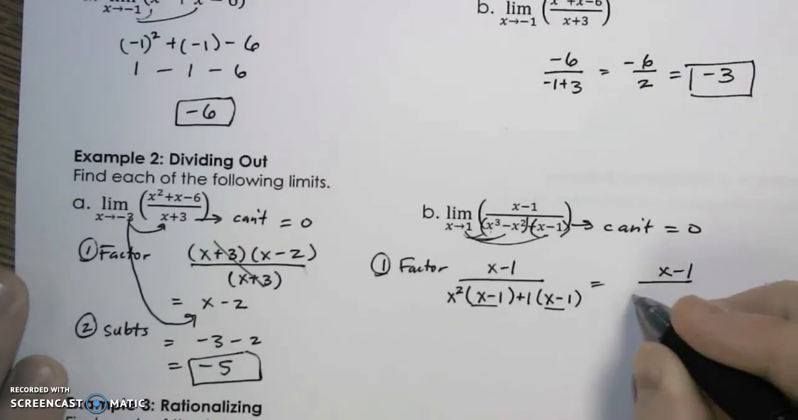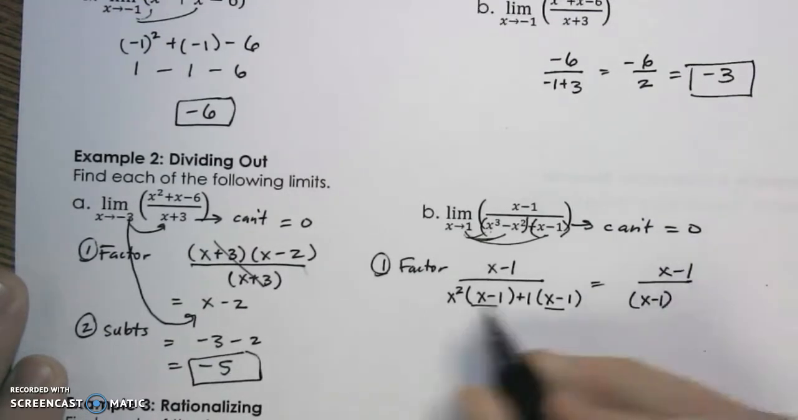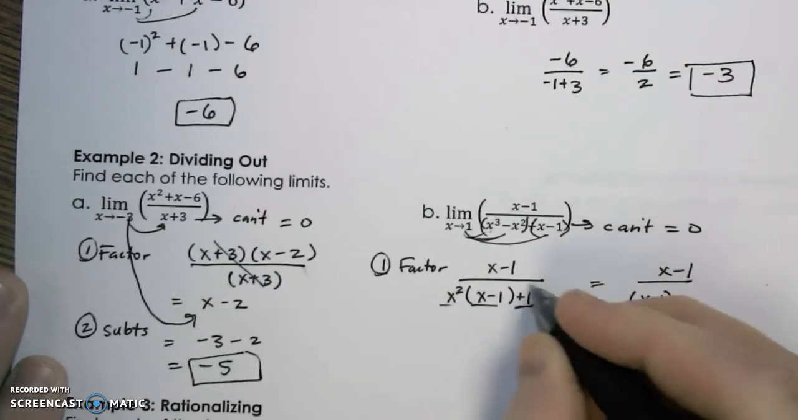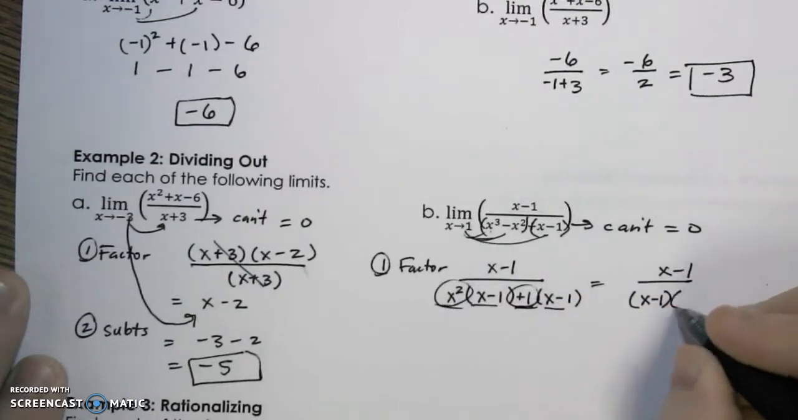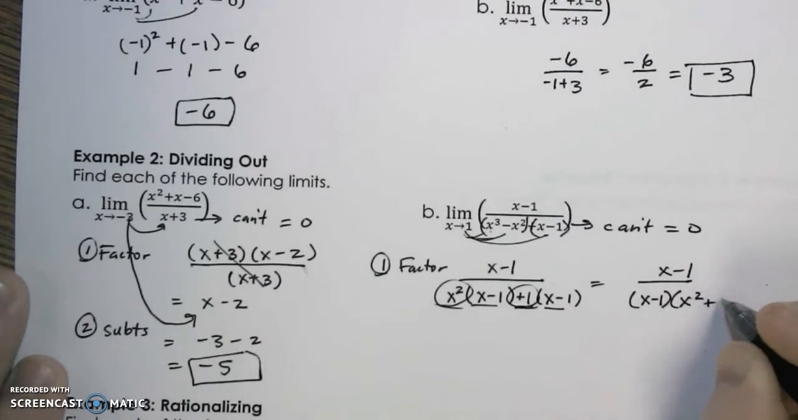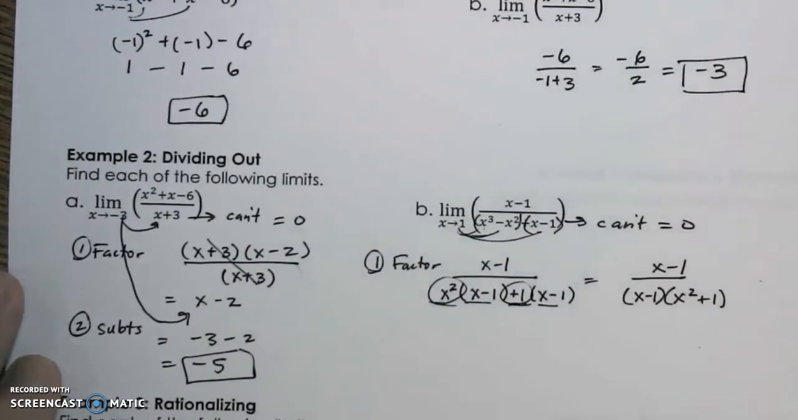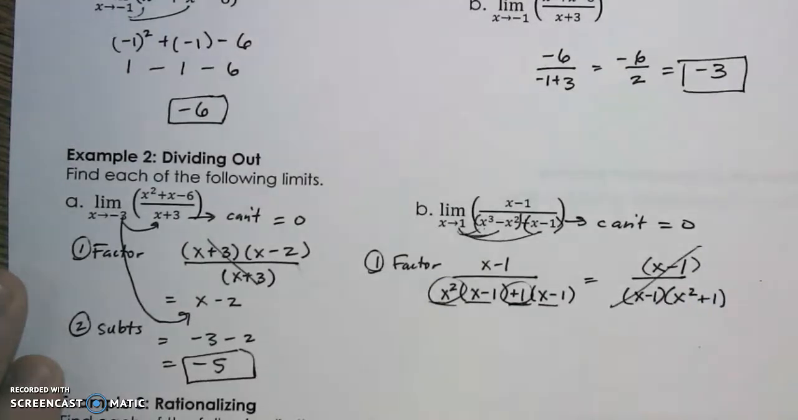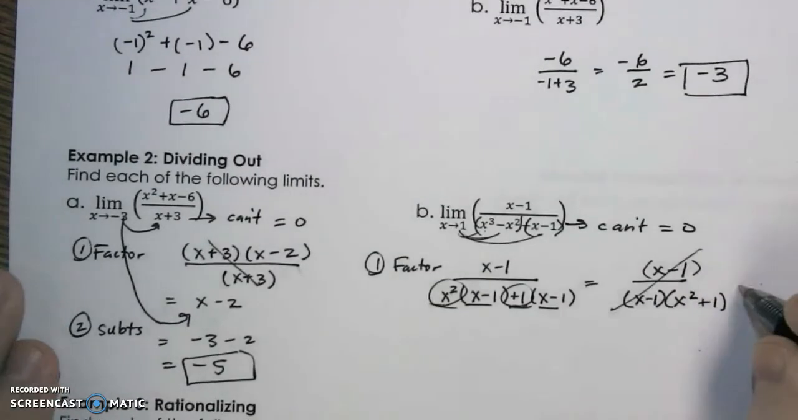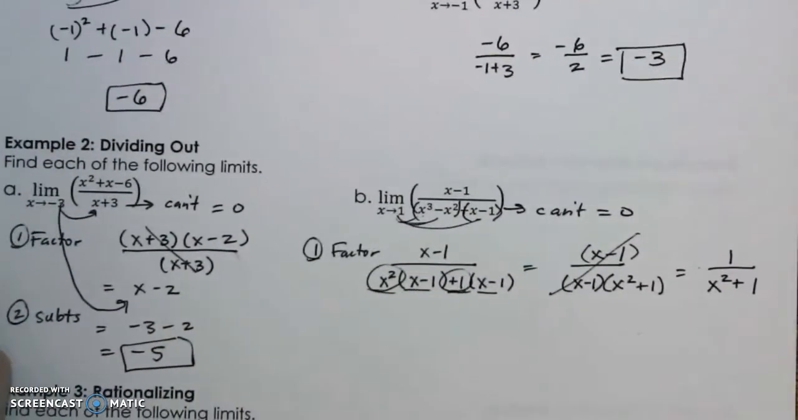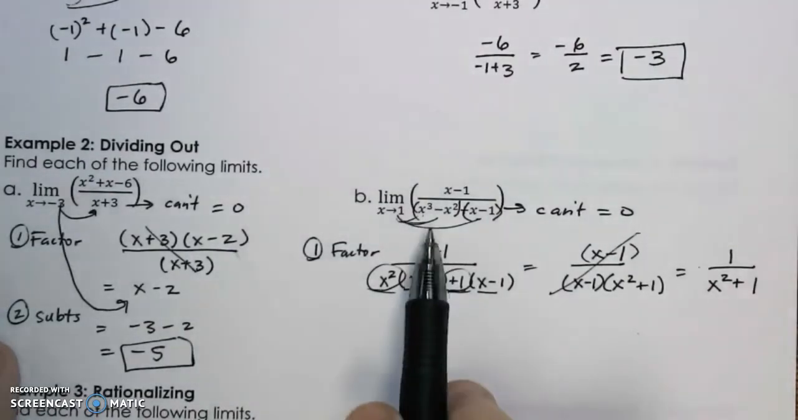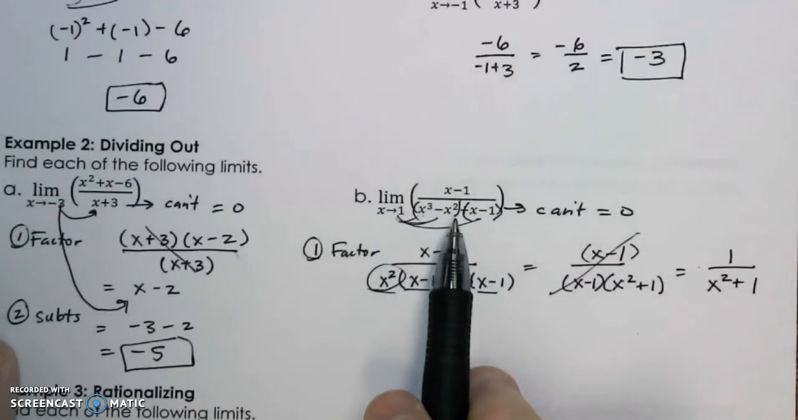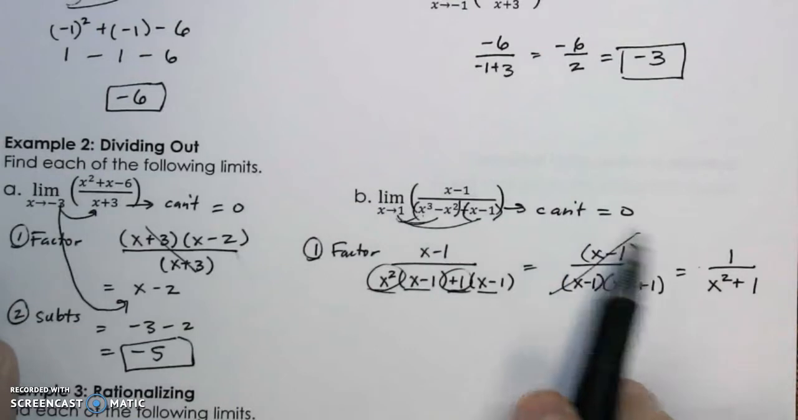So that's one of your factors. And then x plus 1 is what's outside. And so that is your other factor. That's called factoring by grouping. And then we see that the x minus 1s on top and on bottom match, so they cancel out. And so I've got it factored down to 1 over x squared plus 1. So hopefully what I've done is I've gotten rid of the problem in the denominator where it's equaling 0.